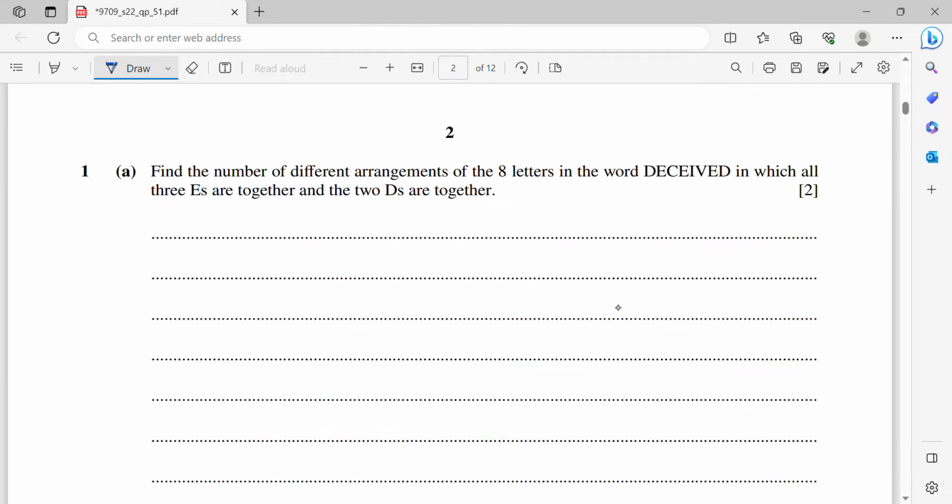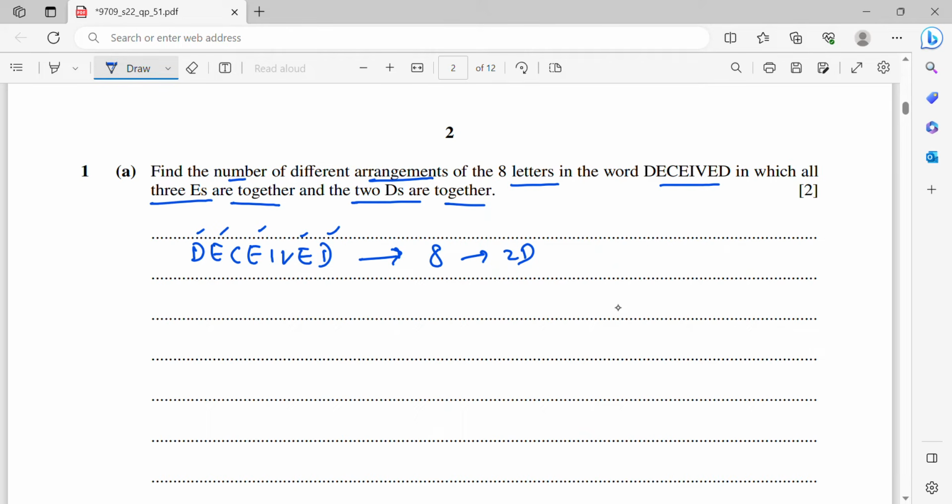So for question 1A, find the number of different arrangements of the 8 letters in the word deceived, in which all 3 E's are together and the 2 D's are together. Okay, so first of all, for the word deceived, we have 8 letters in total, and there are 2 D's. Then we have 3 E's. After that, 1 C, 1 I, 1 V.